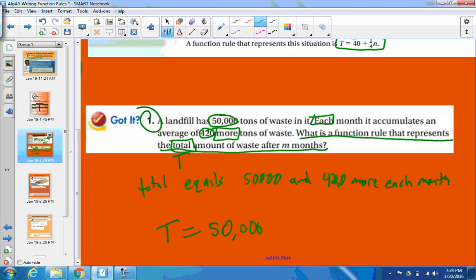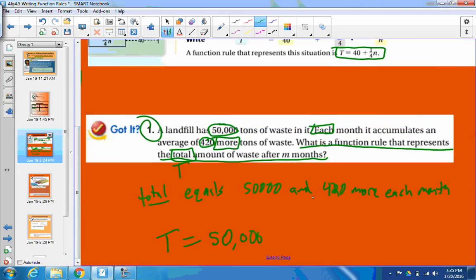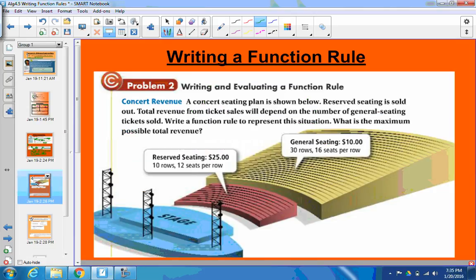So T would be our total, equals 50,000, plus 420 each month, so times M. So that would mean you start off with 50,000 and you add 420 each month. So you can plug in for M and end up getting how much waste you'd have that month. All right, so that is writing a basic function.